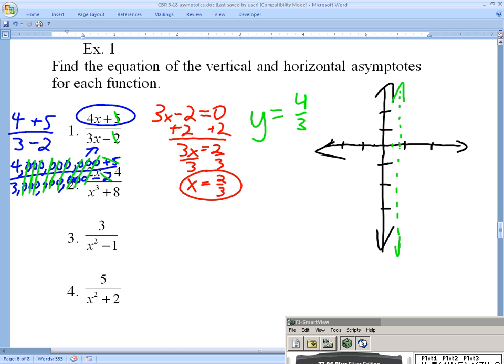So 4/3, that's 1/3 more than 1. So I go up to about here. And again, I can sketch sort of a dotted line to represent the asymptote. It's not actually, again, part of my graph of f of x, but I need it.